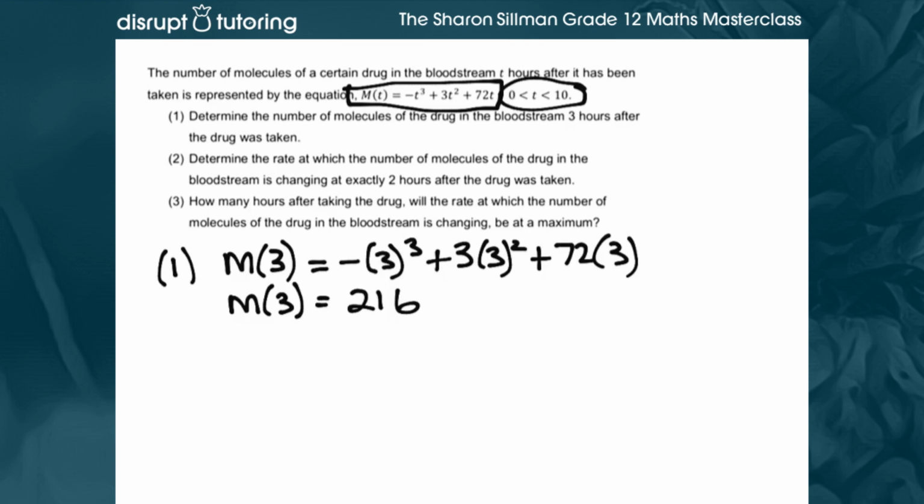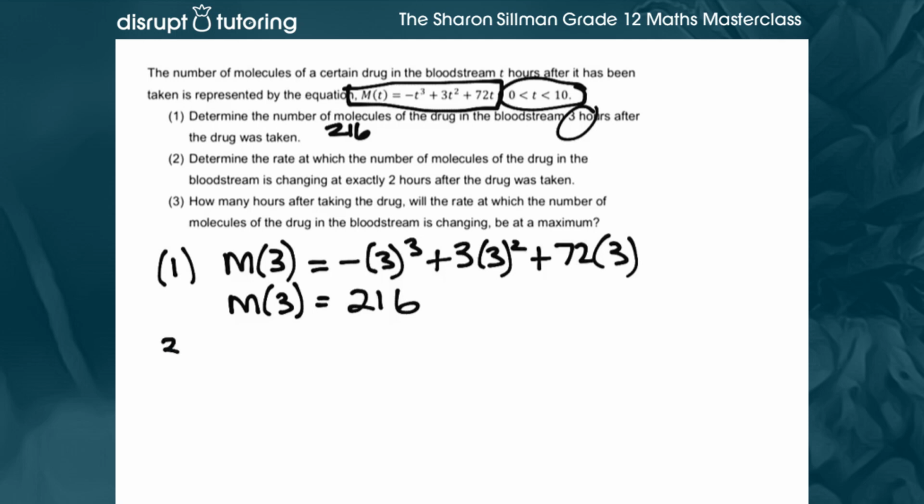Don't forget what it is you found. Always keep thinking about that. This is the number of molecules of the drug in the bloodstream. So after 3 hours, there were 216 molecules of the drug in the system.